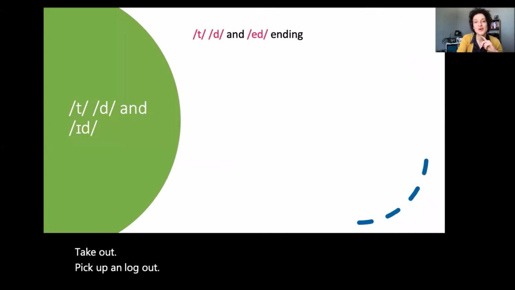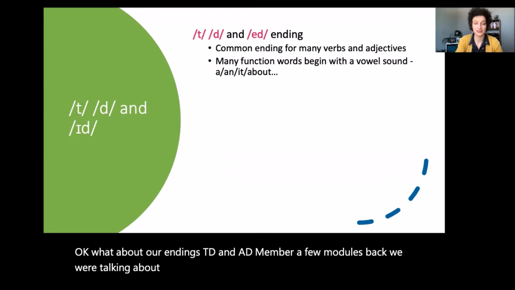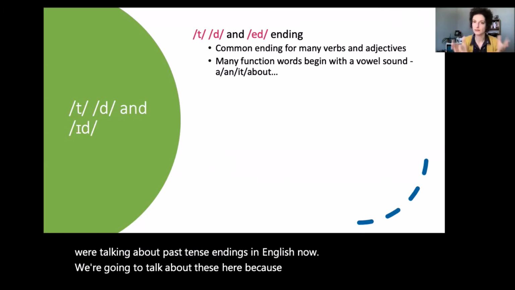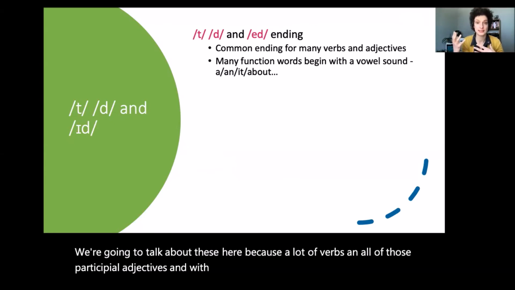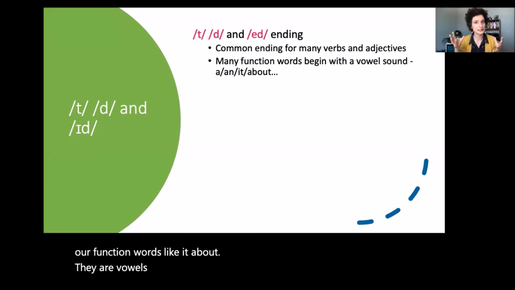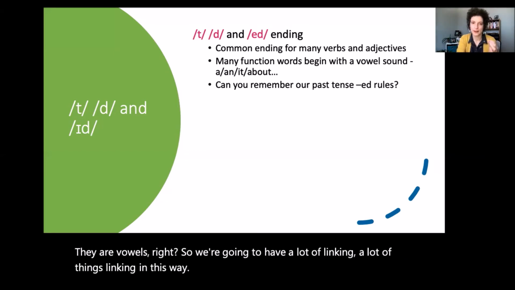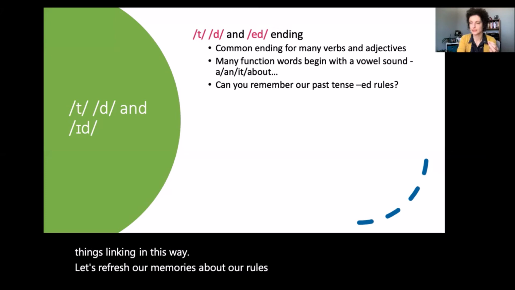Okay. What about our endings, T, D, and ud? Remember a few modules back, we were talking about past tense endings in English. Now, we're going to talk about these here because a lot of verbs and all of those participial adjectives end with these ed endings. And then a lot of our function words like it, about, they are vowels, right? So we're going to have a lot of linking in this way. Let's refresh our memories about our rules for past tense ed.